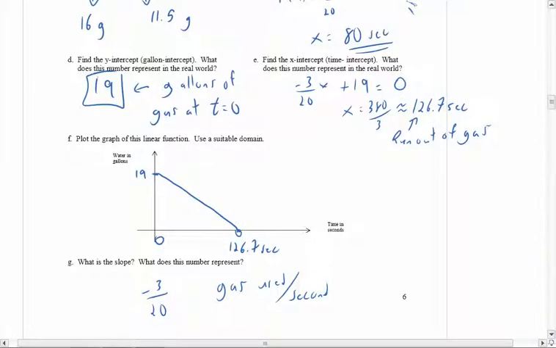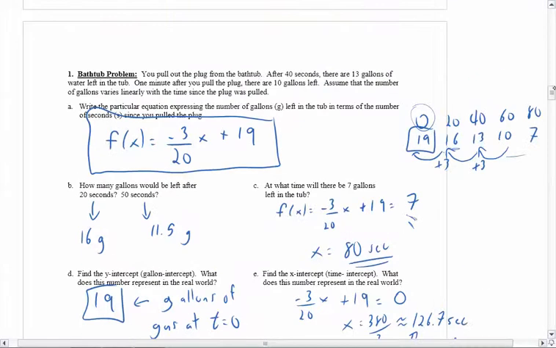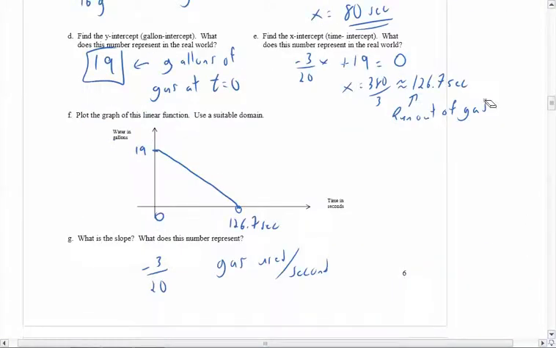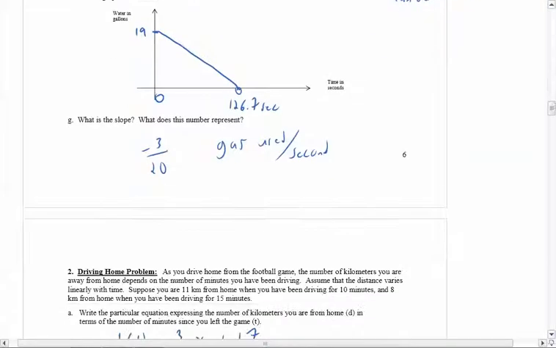The y-intercept, again, I found that out. What does that mean? It means my starting point, how many gallons I had in the tub at the beginning. It doesn't make sense to go beyond that because there's no negative time. The x-intercept, what does it mean? It means when you exactly run out of, now I said gas here. I guess I meant to say, is this a bathtub? So it must be water. So that should be water here. It's when you totally run out of water at 126.7. After that, it doesn't make sense because you're going to get negative gallons.